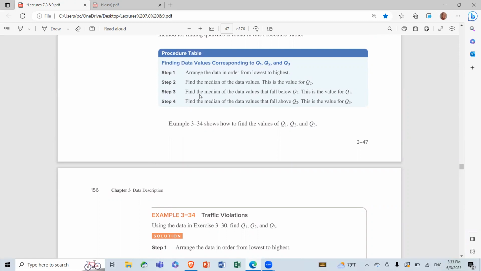Find the median of the data values that fall below Q2. This is the value of Q1. Then the median of the data values that fall above Q2. This is the value of Q3.